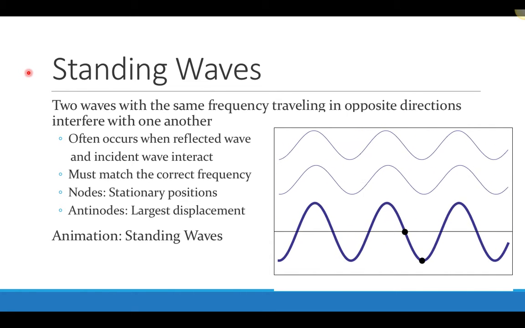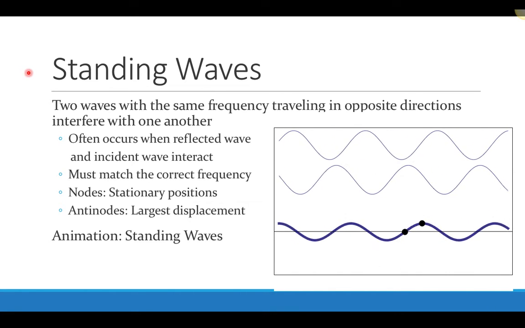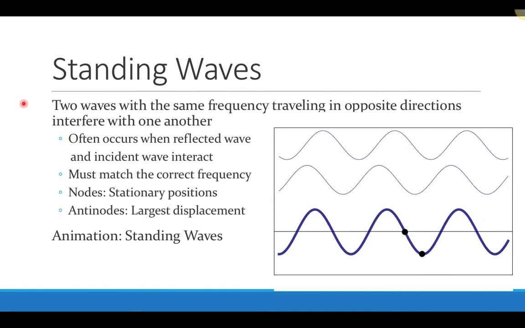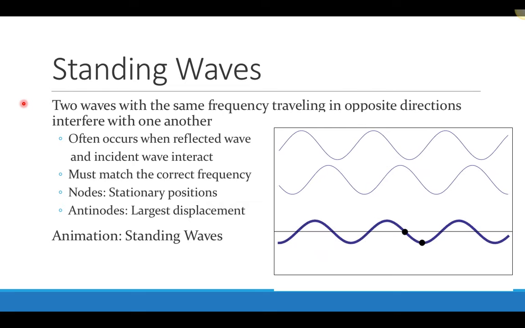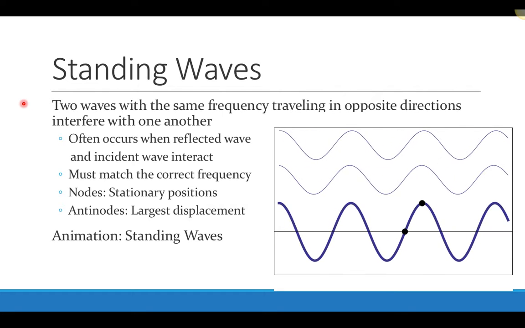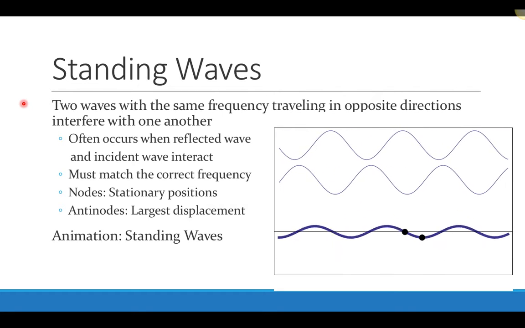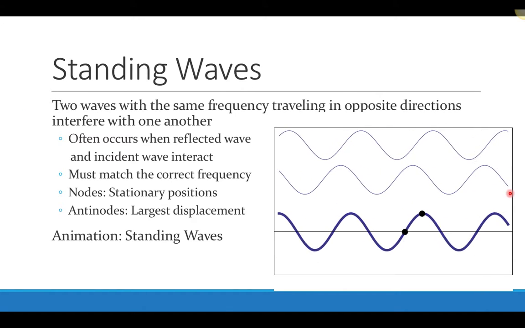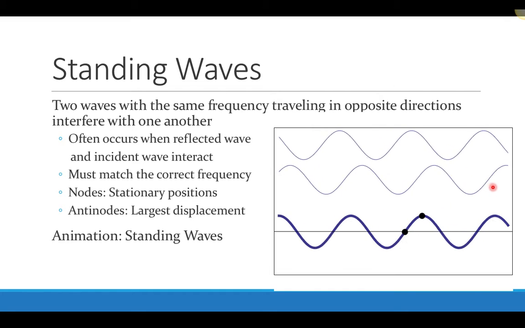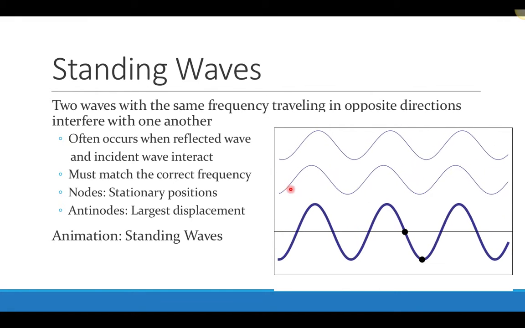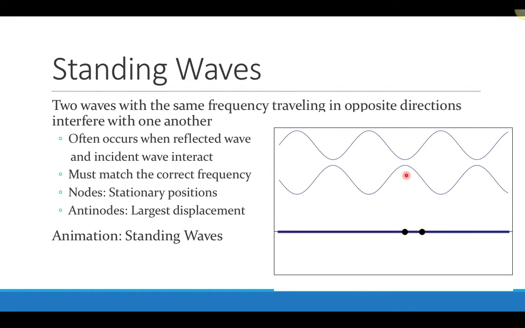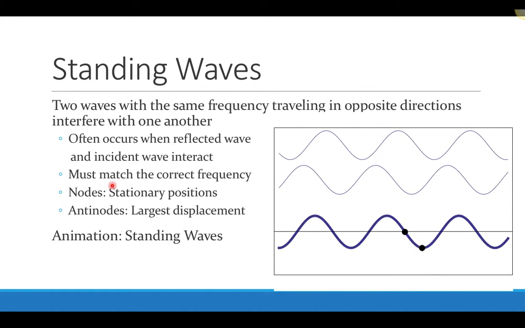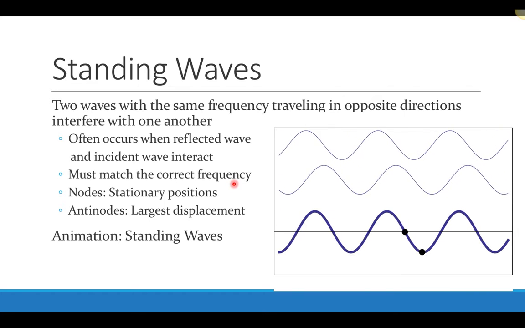We'll continue our discussion of interference by talking about standing waves. Standing waves occur when two waves that have exactly the same frequency, traveling in opposite directions, interfere with one another. A lot of times, a wave traveling in the forward direction reflects off of a surface and moves in the opposite direction, and when you get the frequencies just right, you can create standing waves. So you have to match the right frequency in order to get this.